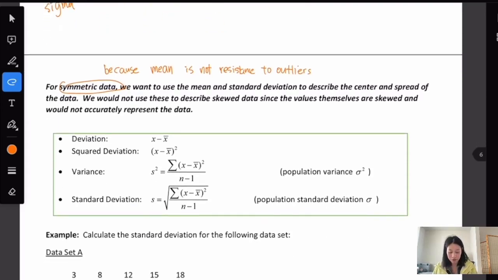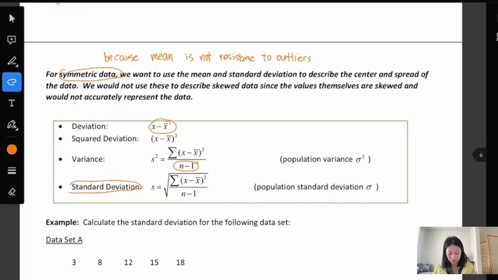Okay, so deviation is we use each data to subtract the average, which gives you the distance, and then we square the deviation, which is square the distance. The variance is the sum of the square deviation divided by the degree of freedom. The degree of freedom is n minus 1. And then when it comes to the standard deviation, it's taking the square root of the variance.